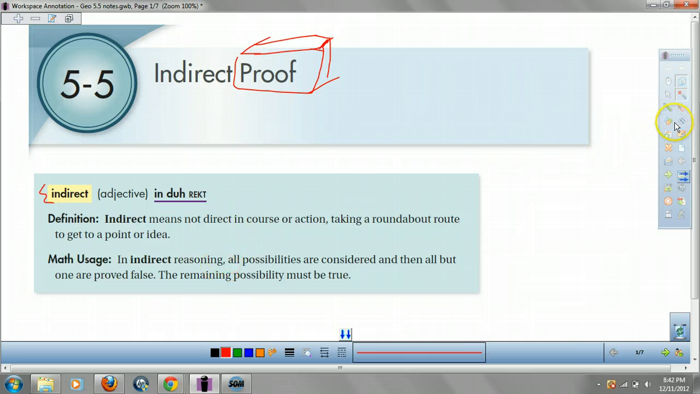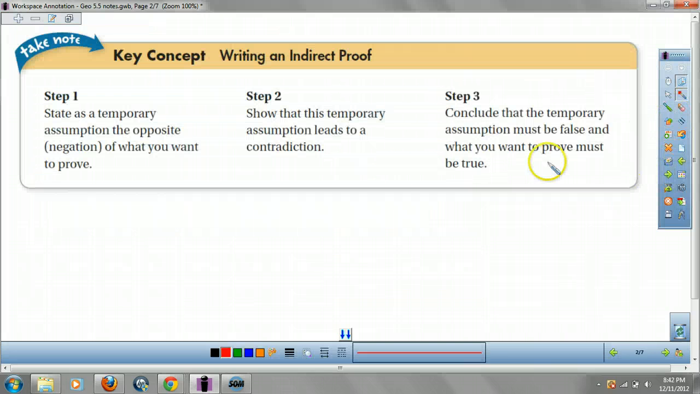Let's just take a look at what we do. There are some steps here. Step 1 in writing an indirect proof is to state as a temporary assumption the opposite of what you want to prove. Let's take an example.